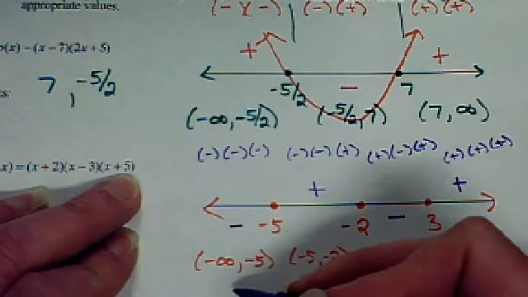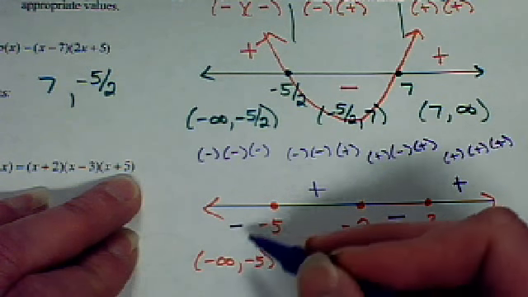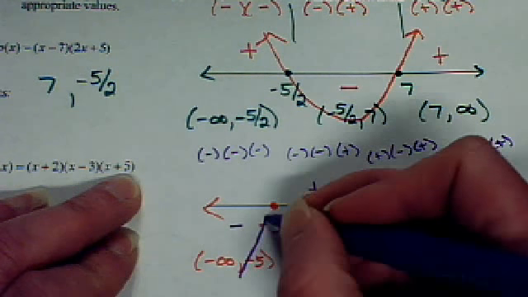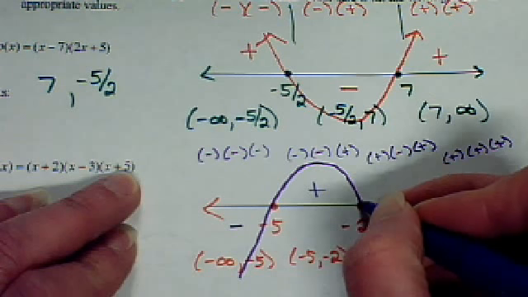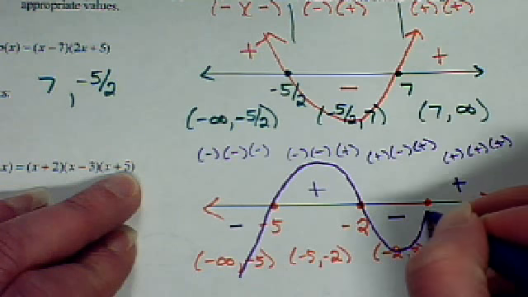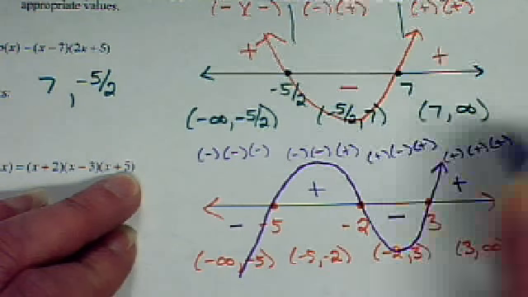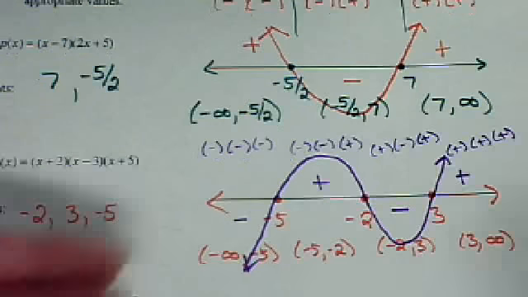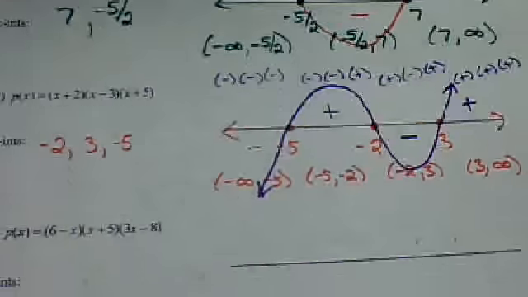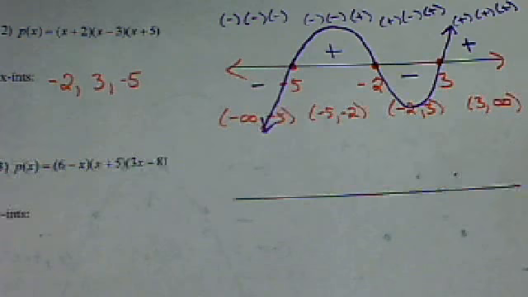Every time I get a negative, my graph is below the x-axis. Positives are above. So it's going to go up, hit that x-intercept, go down, hit that x-intercept, and go up. And it keeps going up and keeps going on and on and on. The last one we'll do together.